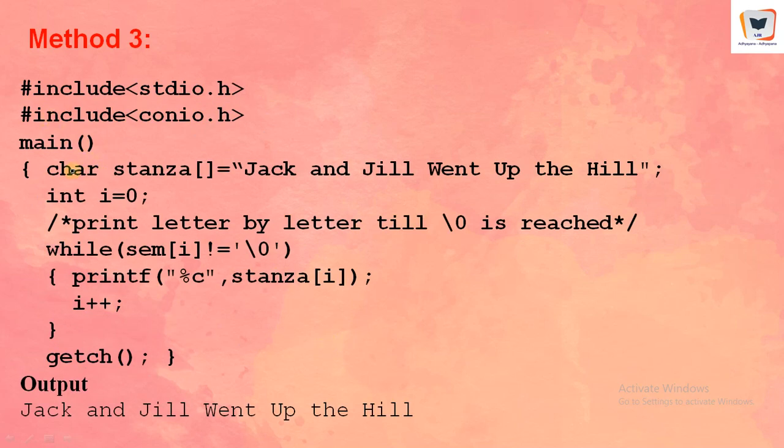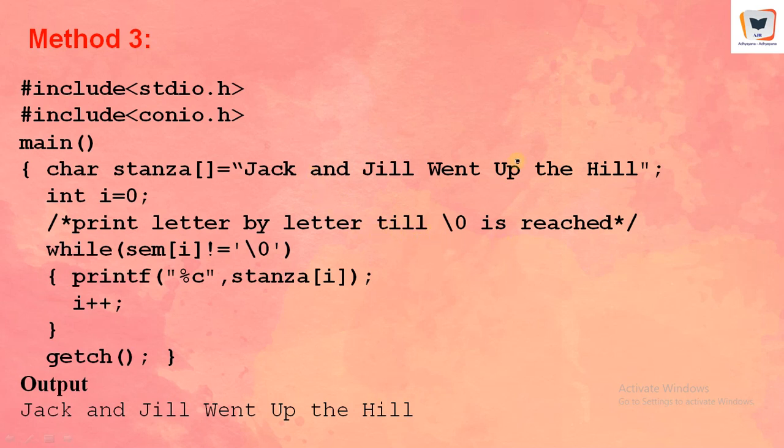And method 3. Here we initialize and we will print this particular string till the end of the string is reached. This is one of the best methods. By this method, we can print any string of any length. So int i, print letter by letter till the null character is reached, while name of i, that is name of i goes on increasing, name of i not equal to null character.